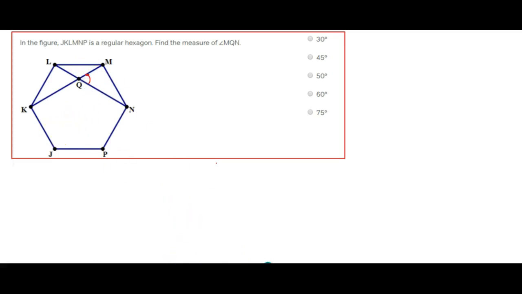Now first of all, what is the sum of all the angles of a hexagon? The sum of all the angles of a hexagon is given by (n minus 2) times 180, where n stands for 6, the number of sides that a hexagon has. So 6 minus 2 is 4. 4 times 180 is equal to 720.